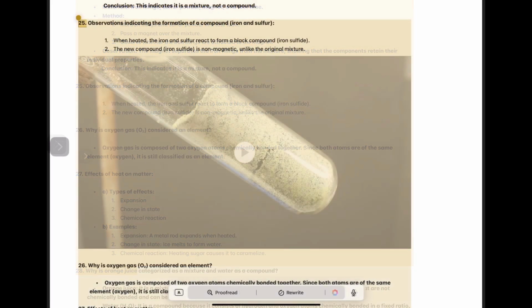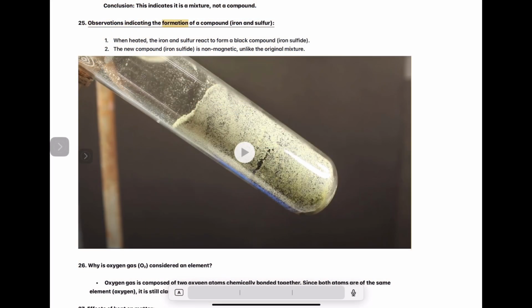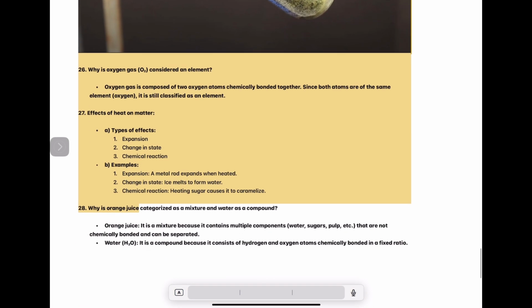25. Observations indicating the formation of a compound, iron and sulfur. 1. When heated, the iron and sulfur react to form a black compound, iron sulfide. 2. The new compound, iron sulfide, is non-magnetic, unlike the original mixture. 26. Why is oxygen gas, O2, considered an element? Oxygen gas is composed of two oxygen atoms chemically bonded together. Since both atoms are of the same element, oxygen, it is still classified as an element.